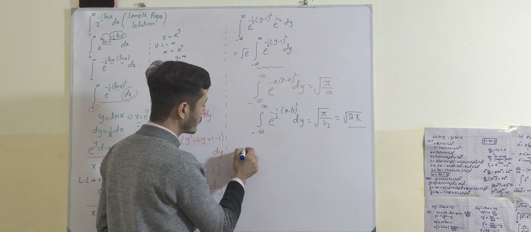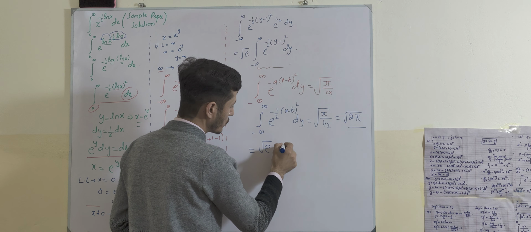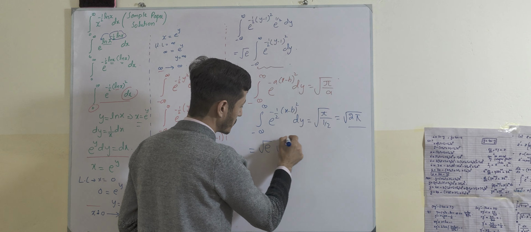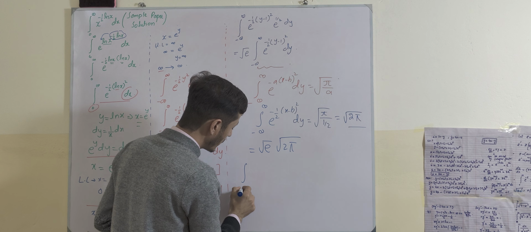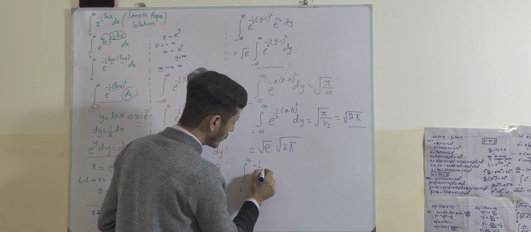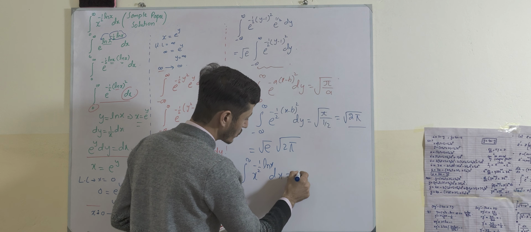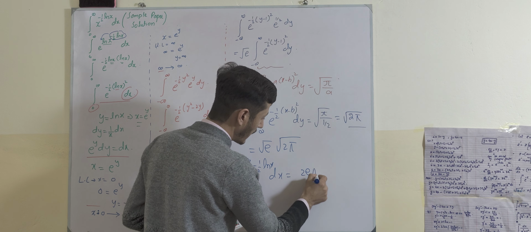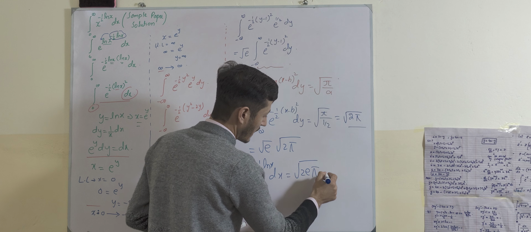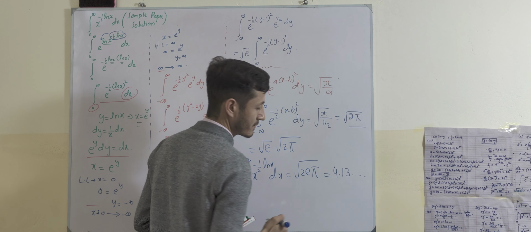So by placing this we get root e into root 2 pi. So the integral from 0 to infinity x power minus 1 by 2 natural log of x del x becomes equal to root of 2 e pi, and it is almost 4.13. This is the answer.